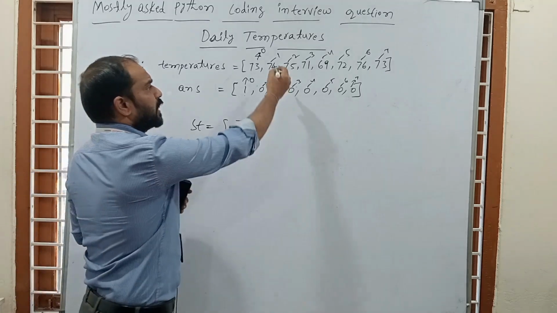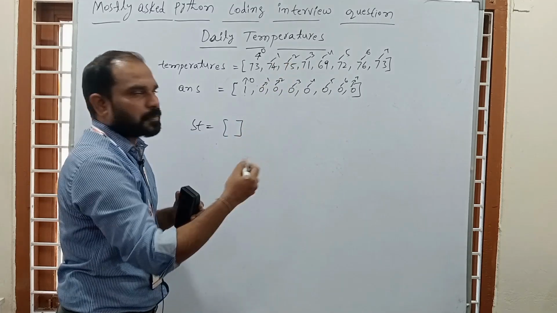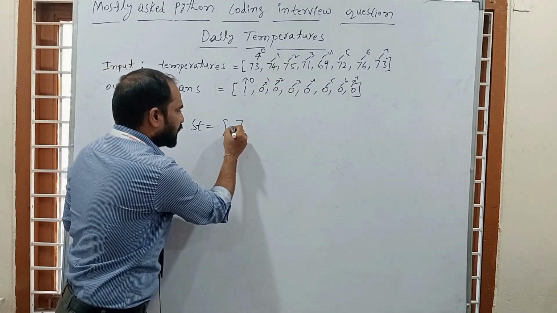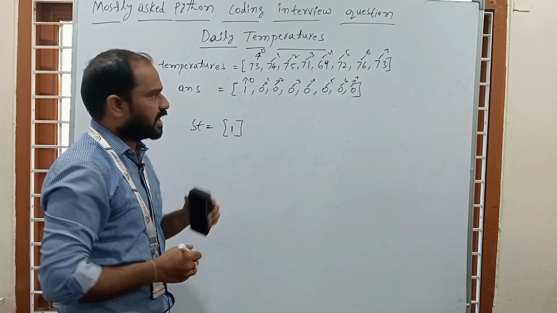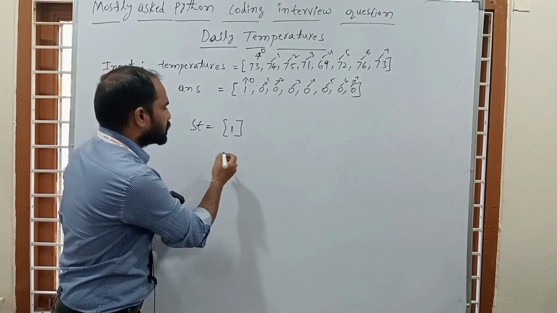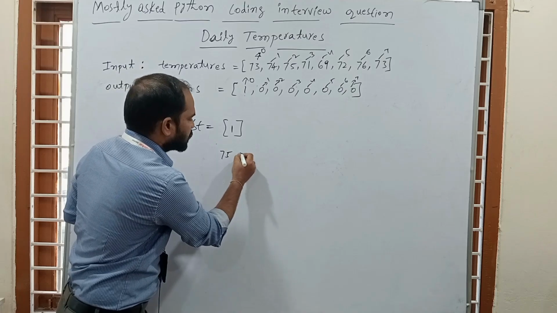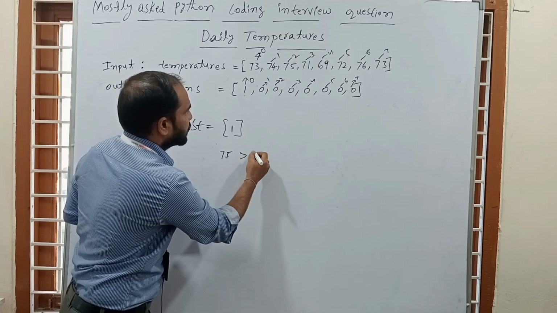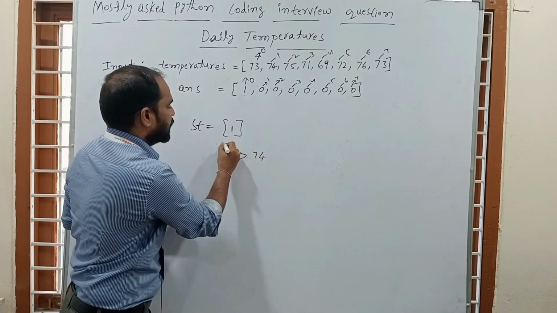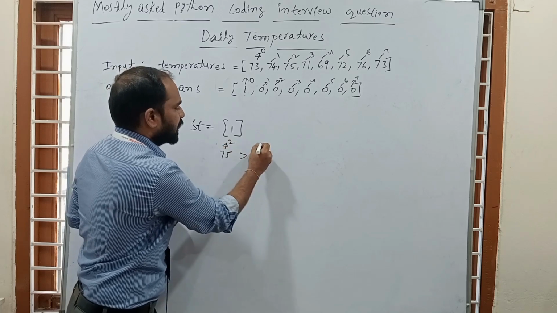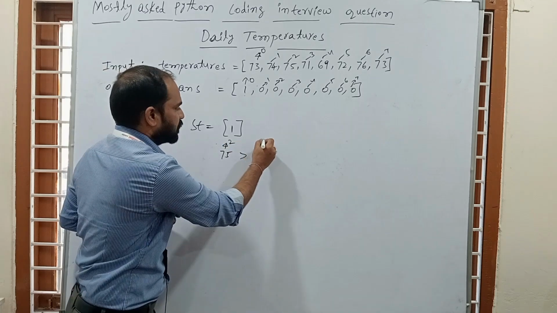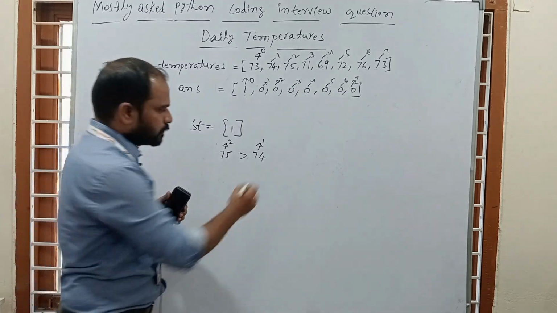Again you need to compare this 74 with the 75, right? The next upcoming temperature. Now store the index in the temporary list st, and then you need to compare the next upcoming temperature. So 75 is greater than 74. Here you observe the index number of 75 is 2, the index number of 74 is 1. So it is true.